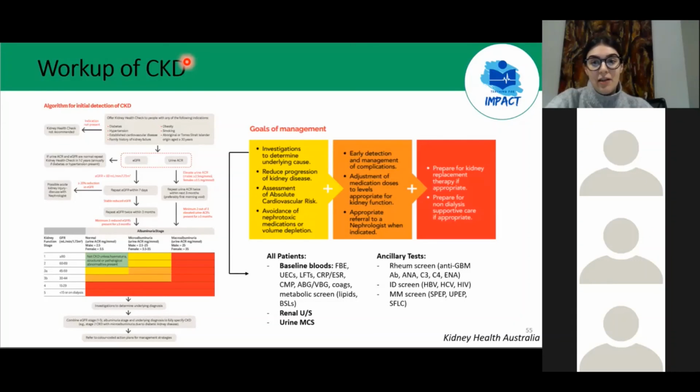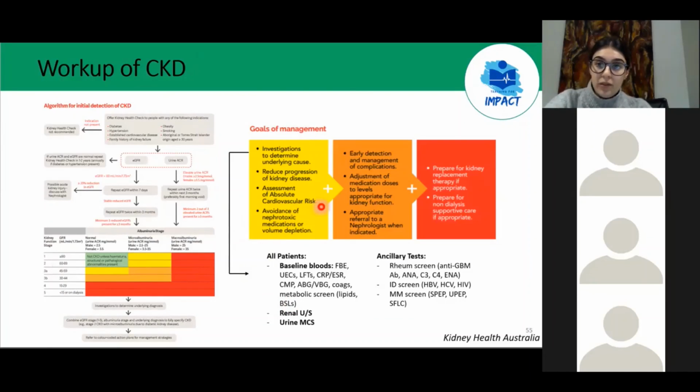A kidney health check basically involves checking your blood pressure, checking your eGFR, and checking your urinary albumin to creatinine ratio. Those things are checked every 1 to 2 years, and there's an algorithm to flow through if those results are abnormal. You can use the results of both of those tests to determine what stage of kidney disease you're at.